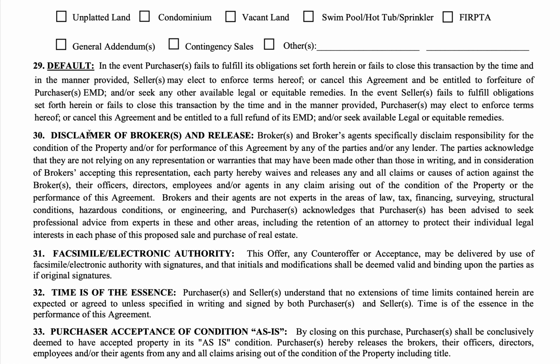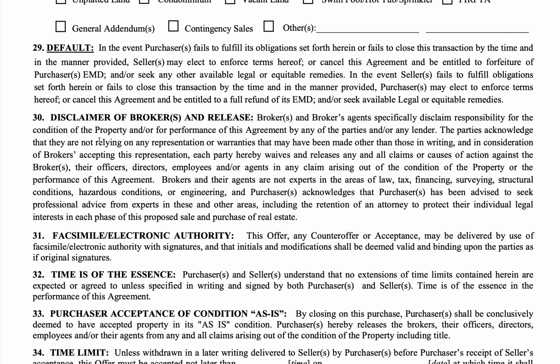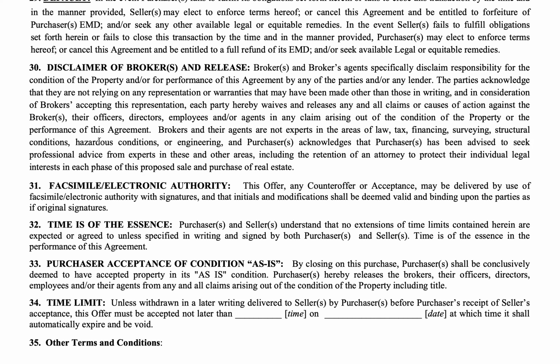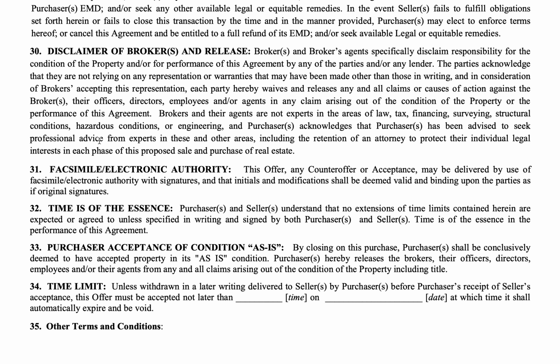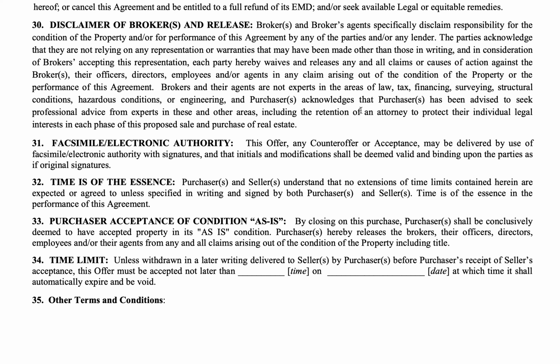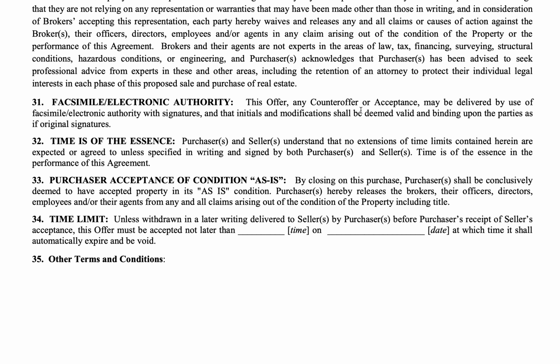Number 30 is a disclaimer of brokers in the release, saying that we do not bear responsibility for the condition of the property. And you'll want to read that, saying that it waives and releases any claims from the broker's offices, employees, and agents. Number 31 is electronic authority and facsimiles, saying that we can send all these documents electronically.